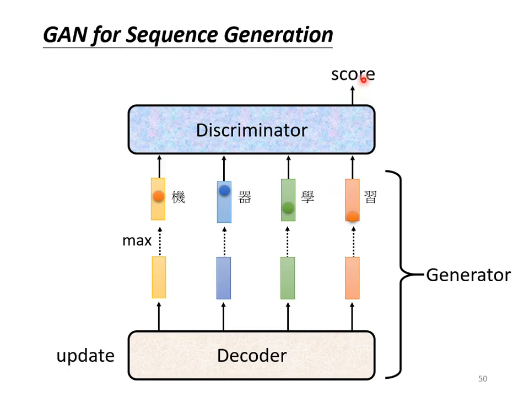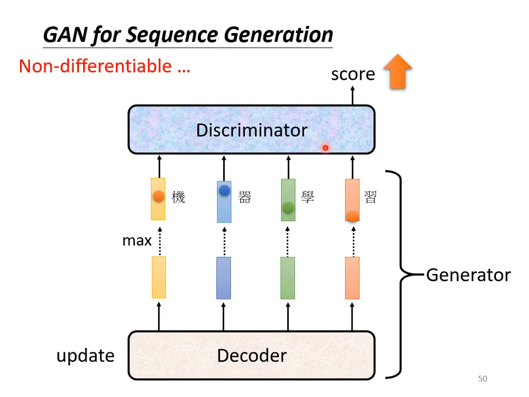The generator is trying to fool the discriminator by generating real-like texts. You need to adjust the parameters of your generator to make the discriminator think that the picture the generator produced is real. But what is the difficulty here?